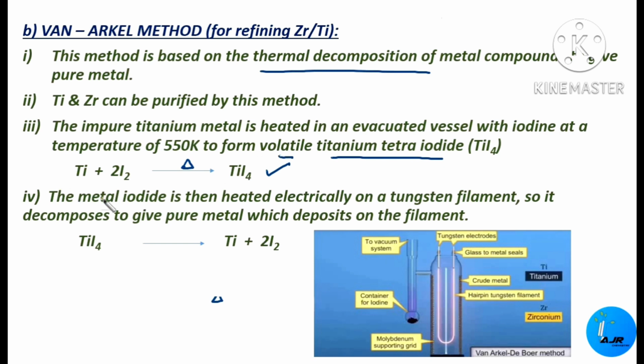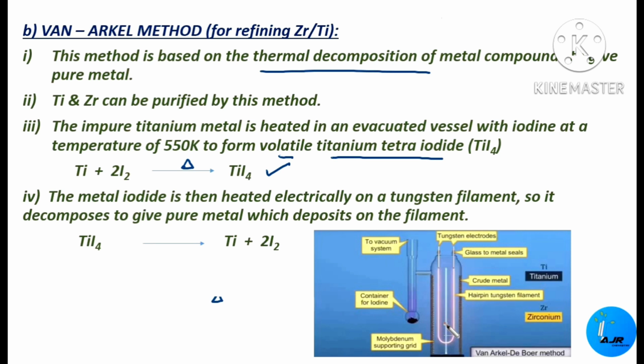Now what's the next procedure? The metal iodide, that is the titanium tetraiodide, is then heated electrically on a tungsten filament. First titanium is heated with iodine at 550 Kelvin, and the volatile titanium tetraiodide comes out and is allowed to pass through a tungsten filament. This is a glass tube containing a hairpin tungsten filament.